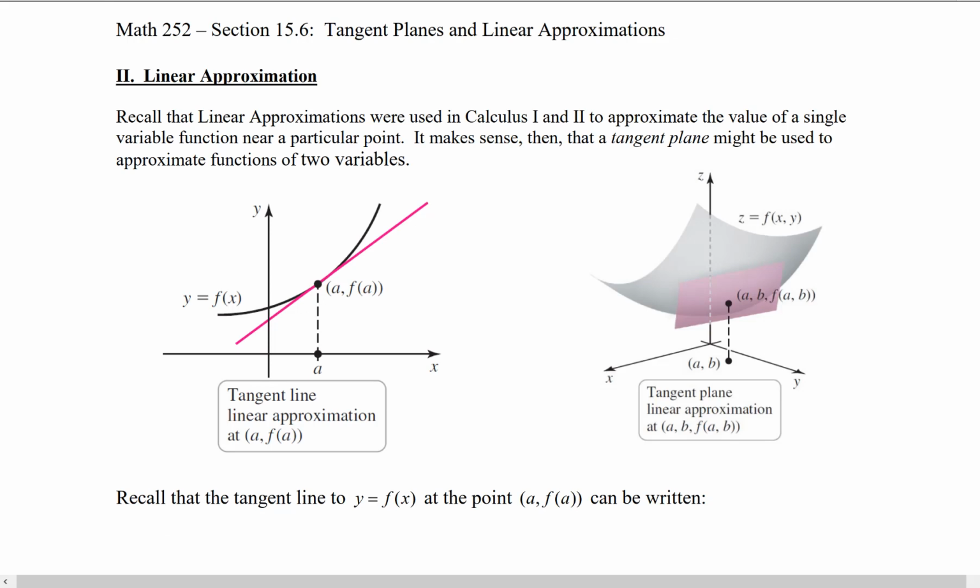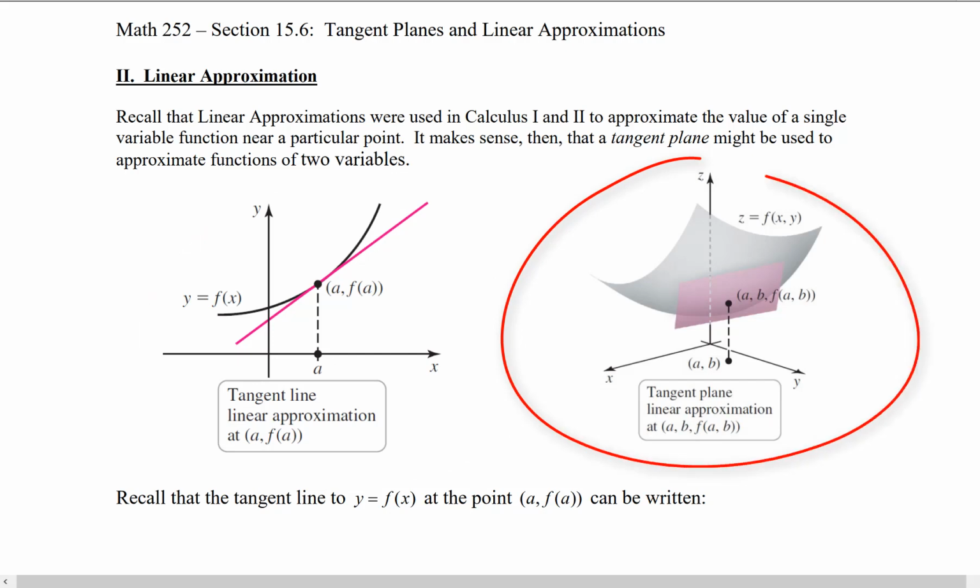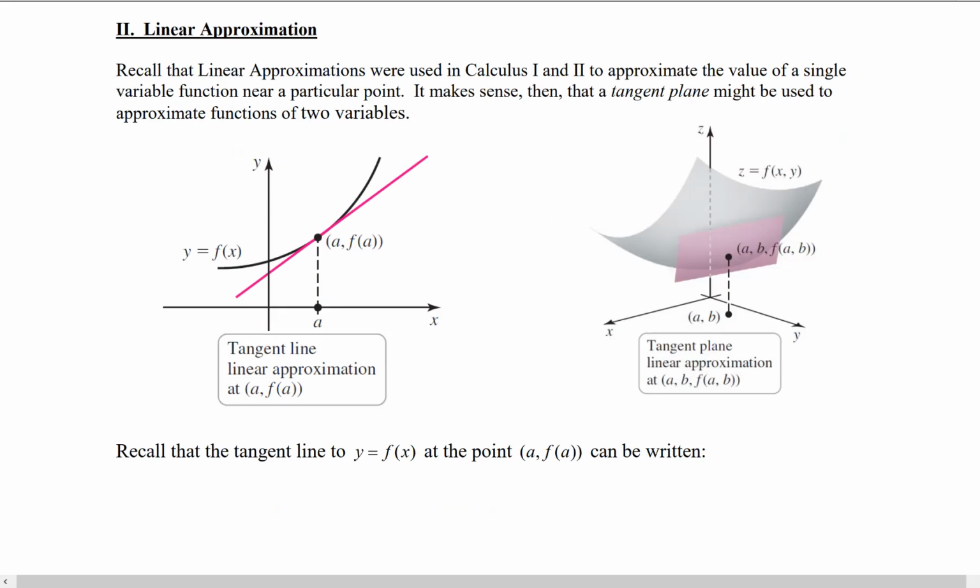We now turn to an application of tangent planes, linear approximations. Recall that we used linear approximations in Calc 1 and 2 to approximate the value of a single variable function near a particular point. It makes sense then that in space, a tangent plane might be used to approximate functions of two variables. From Calc 1, we can write the equation of a tangent line to a function y equals f of x at a point a, f of a.